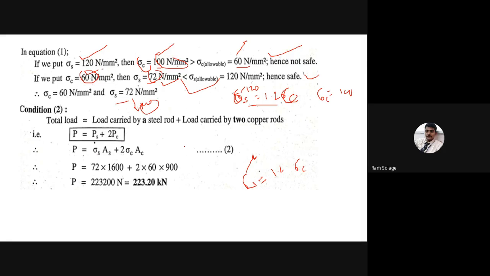Now, what did we do here? The formula is sigma is equal to P upon A, that is force upon area. What is P? P is equal to stress into area. Here PS is equal to sigma S into AS. Correct. Now we have taken sigma S, the stress in steel rod, equal to 72. Put the value of 72. Area is given in the problem. Again sigma C we have taken, put the values of PS and PC and find the total load. The final solution is 223.20 kilonewton.